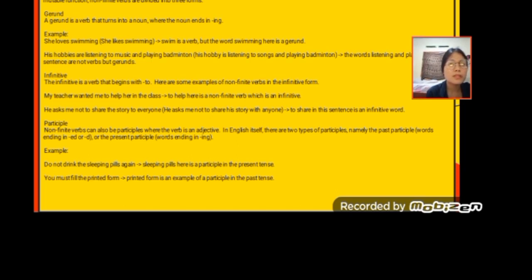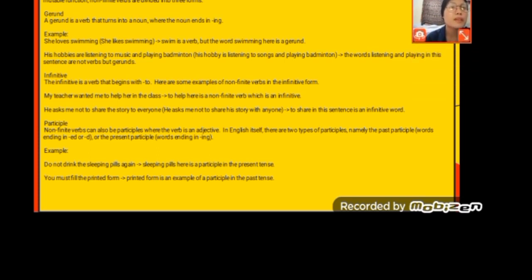The first, gerund. A gerund is a verb that turns into a noun, where the verb ends in ing. For example, she loves swimming. She likes swimming. Swim is a verb, but the word swimming here is a gerund. His hobbies are listening to music and playing badminton. The words listening and playing in this sentence are not verbs but gerunds.